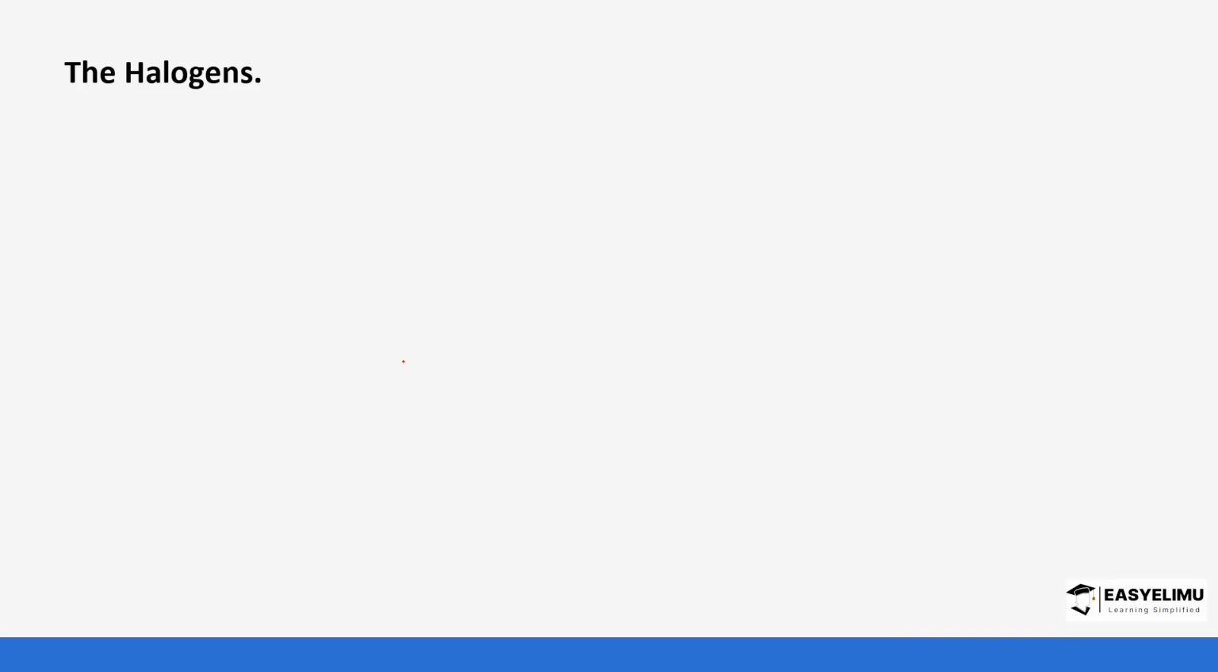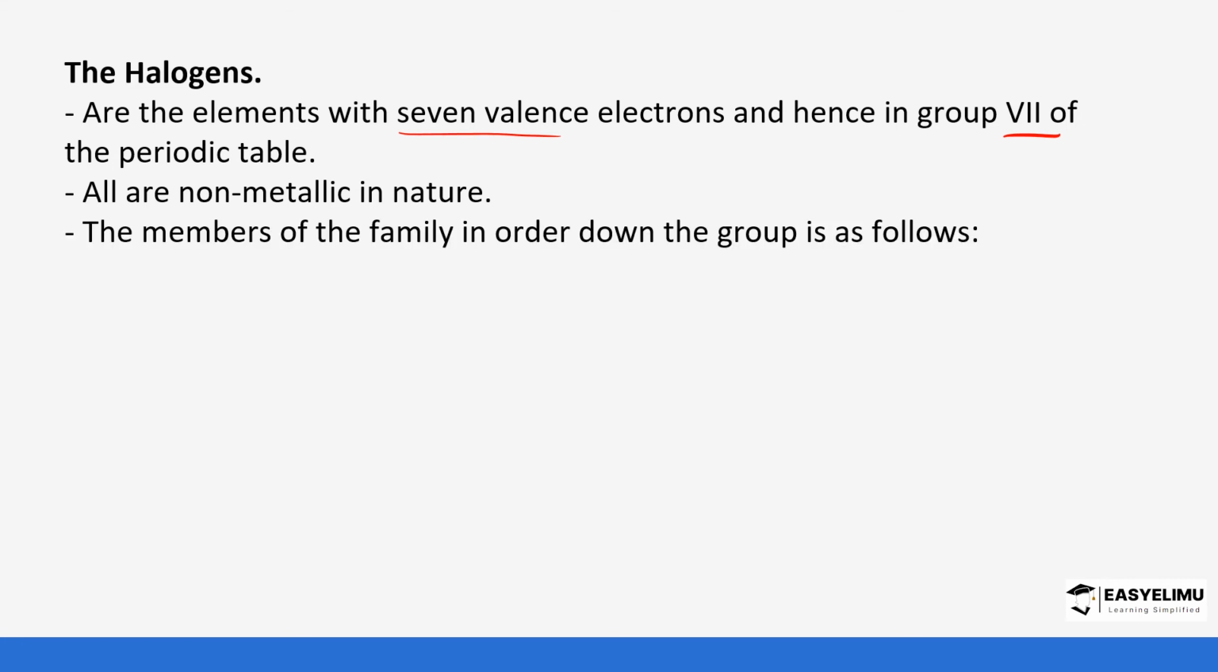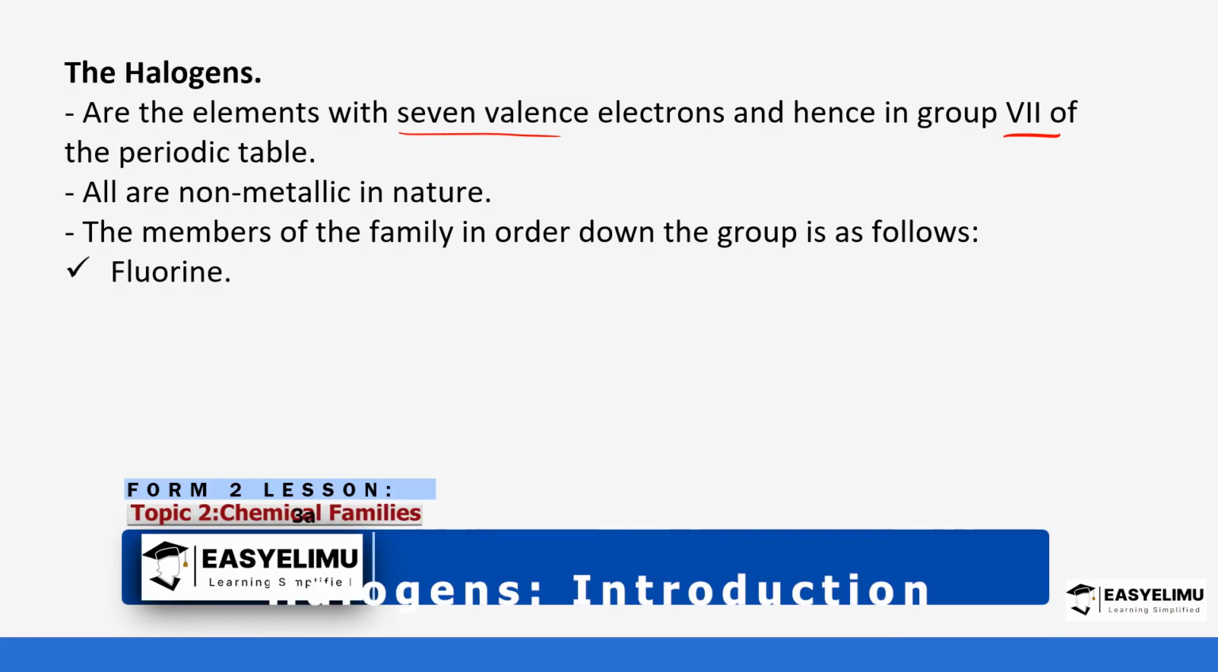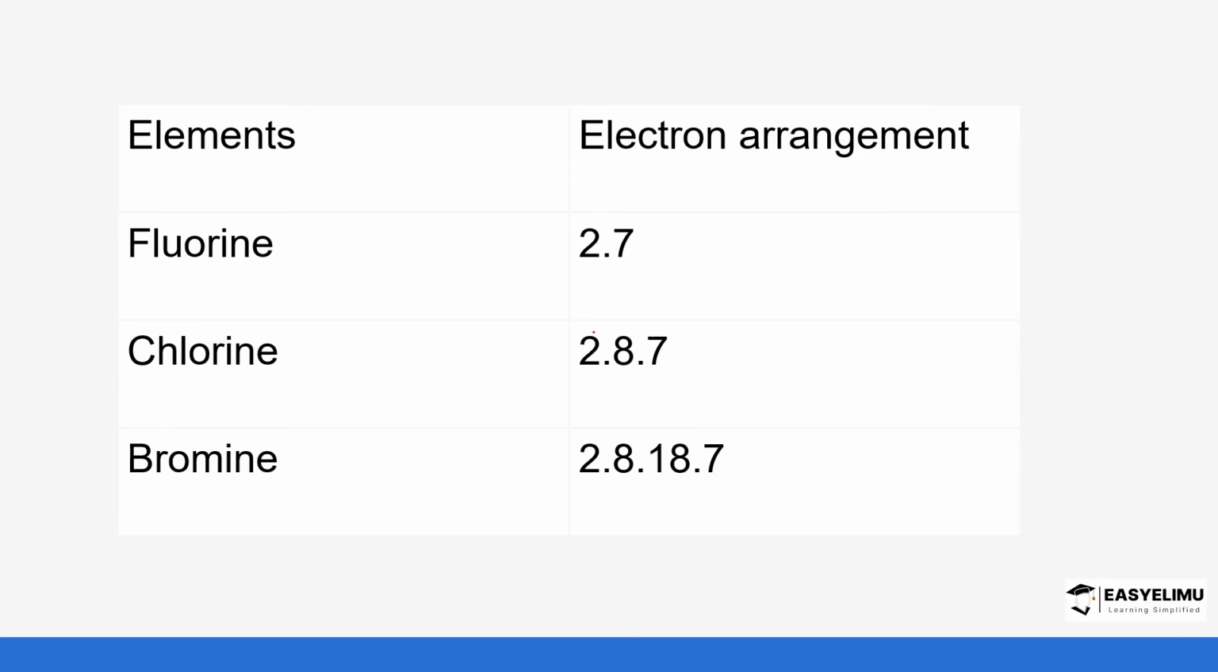Halogens are usually elements with 7 valence electrons. They're usually in group 7 of the periodic table, and they're usually non-metallic in nature. This is contrary to what we saw with alkali metals and alkaline earth metals. When you look at the members of the group, we have fluorine, chlorine, bromine, iodine, and astatine. You notice there are some similarities with the "ine" at the end. They have 7 electrons in the outermost energy level.